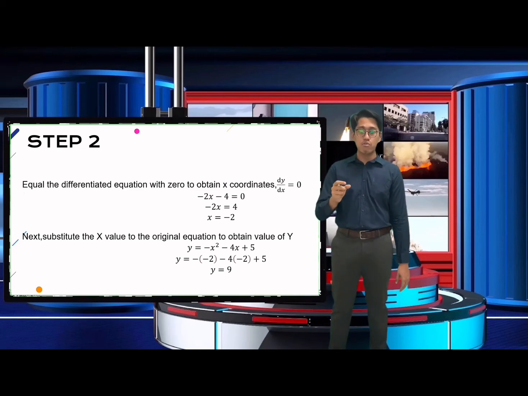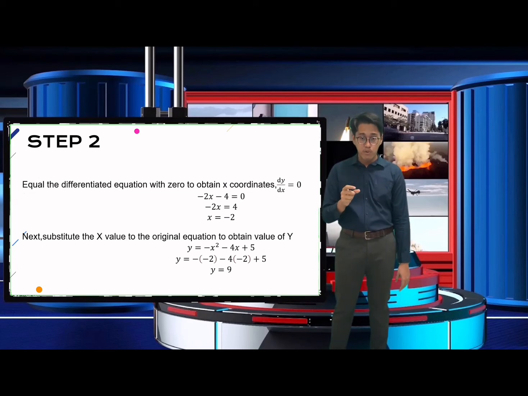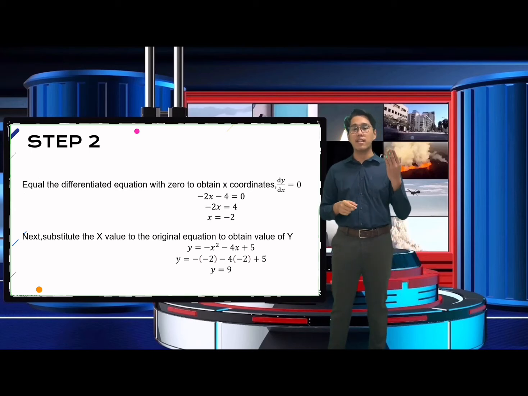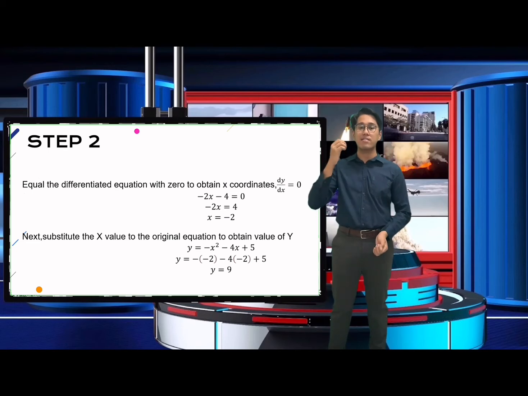So y equals negative, multiplied by negative 2 squared, minus 4 times negative 2, plus 5. So the final answer for the y coordinate is 9. We can see here the x coordinate is negative 2 and the y coordinate is 9.